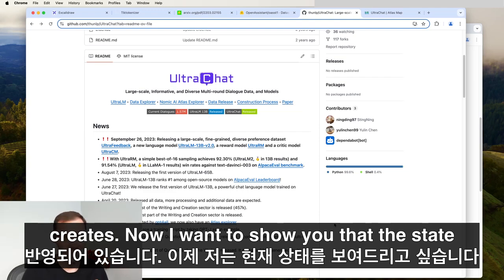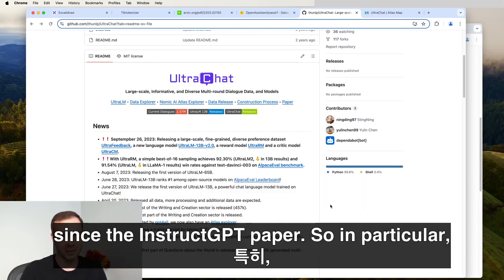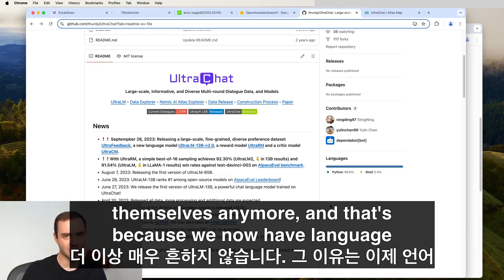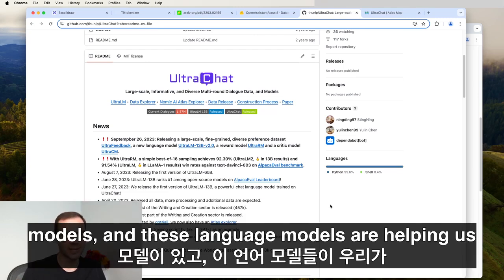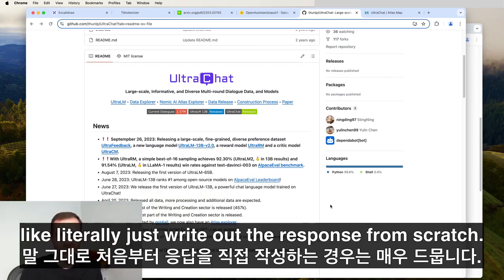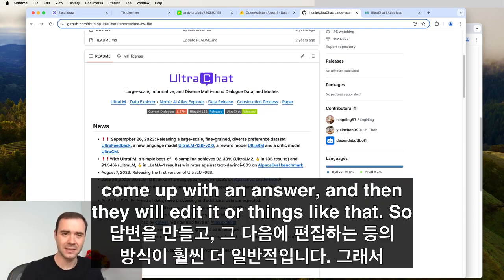Now I want to show you that the state of the art has advanced in the last 2 or 3 years since the InstructGPT paper. In particular, it's not very common for humans to be doing all the heavy lifting by themselves anymore. That's because we now have language models, and these language models are helping us create these data sets and conversations. It is very rare that people will literally just write out the response from scratch. It is a lot more likely that they will use an existing LLM to come up with an answer, and then they will edit it or things like that.